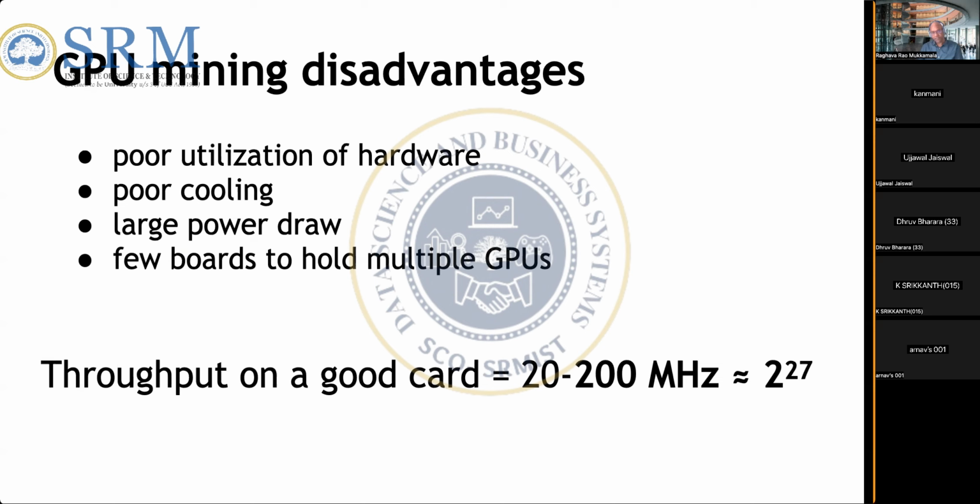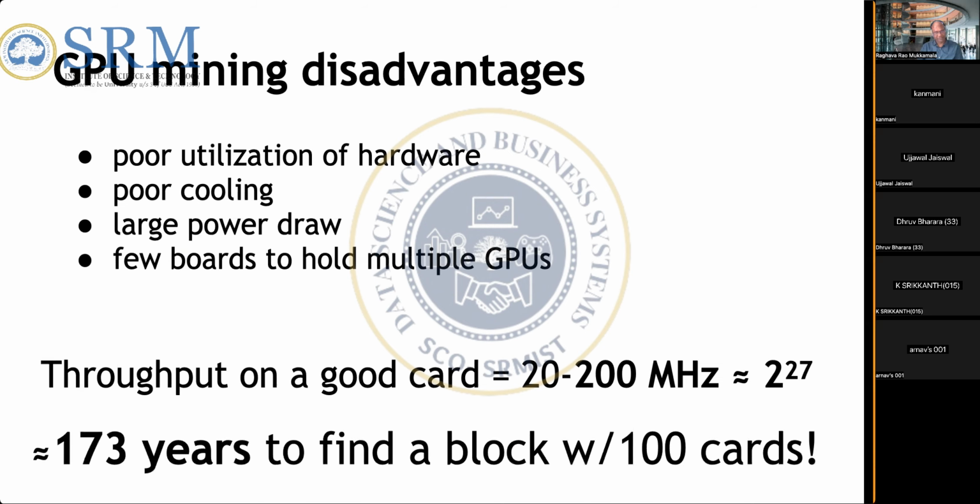So now we have a better chance of getting a block. But even then, using 100 GPU cards, let's say we put them to mining, it still takes 173 years to find a block with the given computing power. So why is it taking so much time?